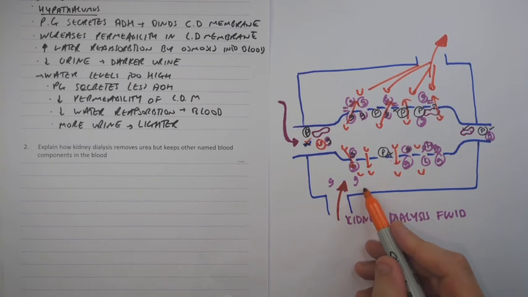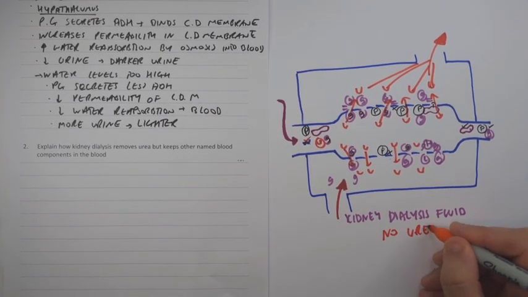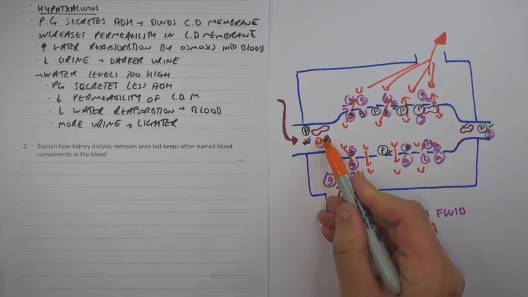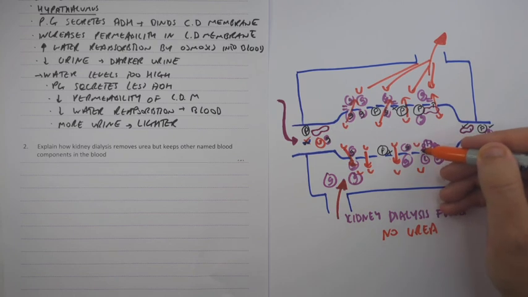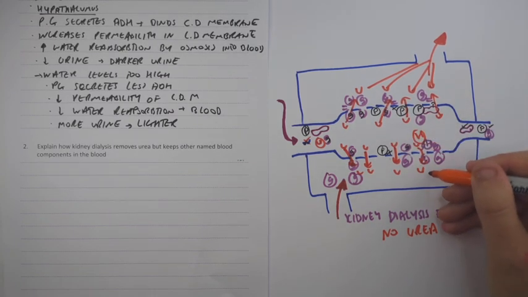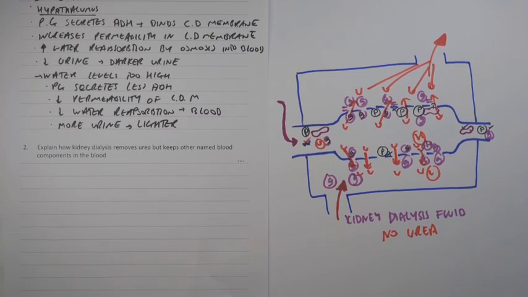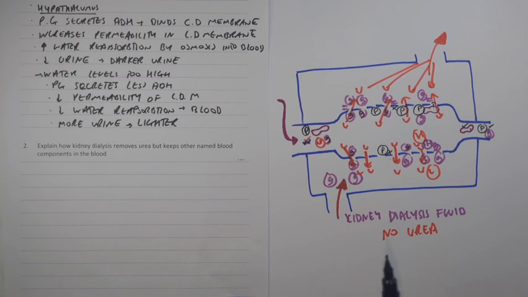So all of this urea is going to be taken away, and it's replaced with kidney dialysis fluid with no urea, but with glucose. So as the urea then passes through, there's going to be no urea here, and the urea can continuously be removed by diffusion from a high to low concentration. So we know how kidney dialysis fluid removes urea but keeps other main blood components in the blood.